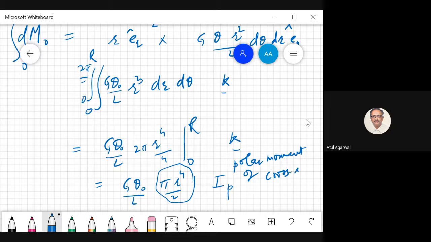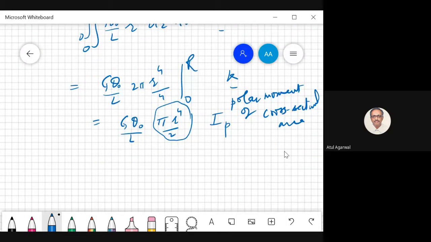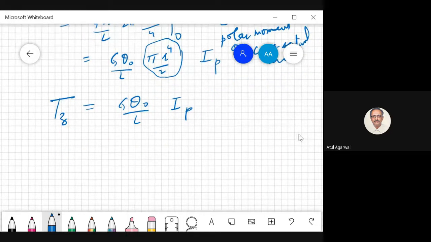Cross-sectional area. For a disk, you know what is the Ip? Area into R squared by 2. The area of the disk cross section is pi R squared, so you get pi R squared into R squared by 2. So this is known as G theta naught by L, Ip. So this is equal to the torque applied. This torque was applied on the external boundary. So that's it. So you can find the rotation of the far boundary: external torque applied, L upon G Ip.